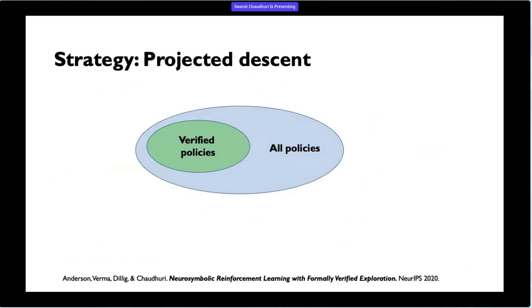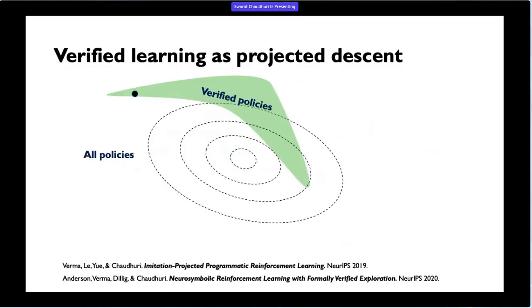So the basic idea is something like this. If you think of this universe of all possible policies, all possible functions that you're learning, there is a subset of that which is verified. And so there is this approach called projected gradient descent, where what you do is something like this. So think of this as a representation of a space of possible functions. Each of these points represents a function. And as you go down these contours, you are getting a function that is more and more high performance. So it gives you more reward, basically.